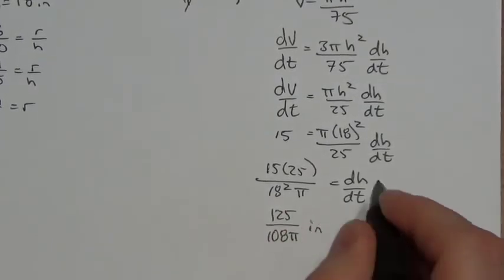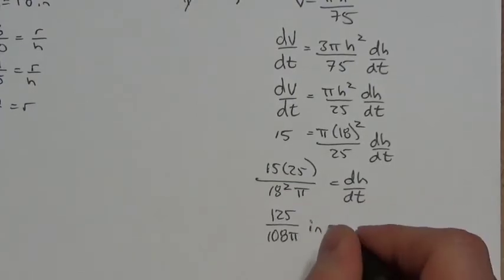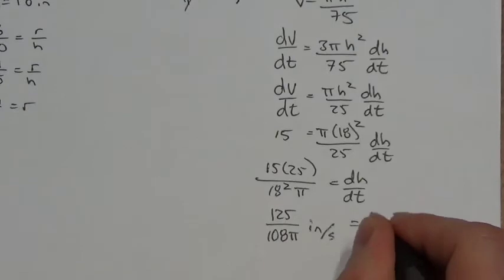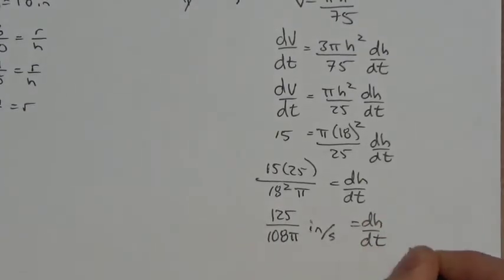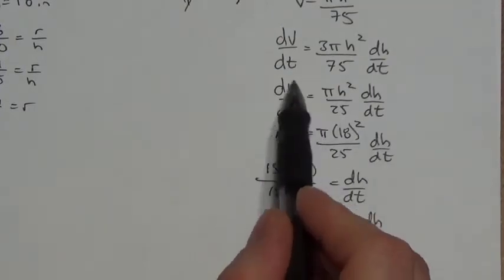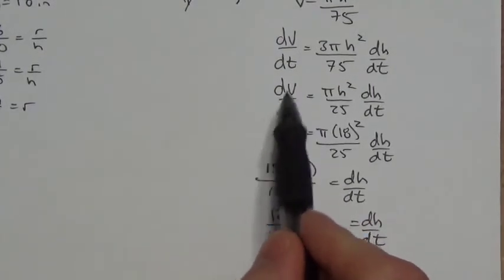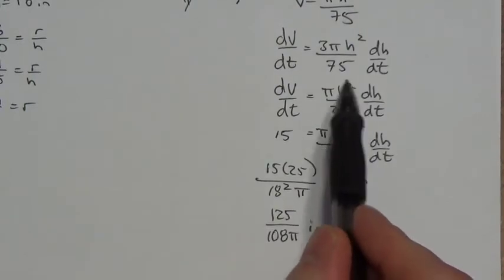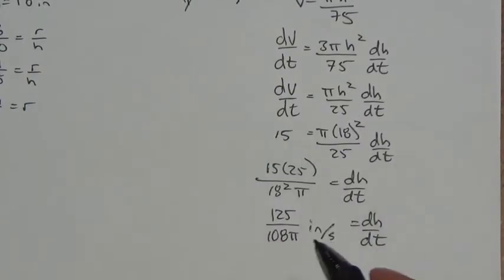And this is going to be inches. Now remember, this is dH by dt, so this is just going to be inches per second. And that is the rate at which my height is changing. And again, that makes sense because I've got dV by dt is going to be inches cubed per second, and I'm going to divide right here by an inches squared. So it makes sense that I'd be left with inches per second there.